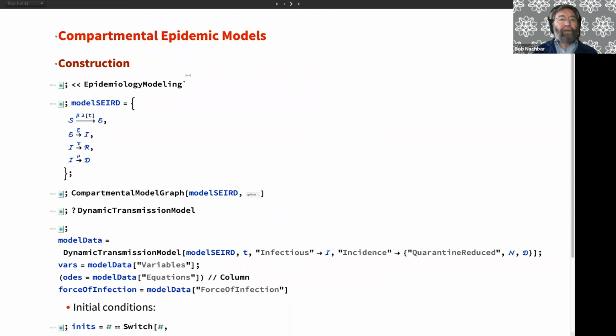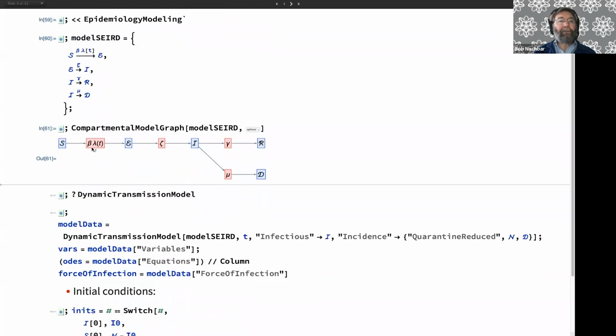So let me just quickly make a very simple SEIR-D model. Let me load the package for that. This is available on the cloud. There's a link at the end of the presentation to that. And the way I define the models is I just write a set of transitions: susceptible to exposed, exposed to infected, infected to recovered, and infected to those that die. And we can make a graph of that here showing the same steps.